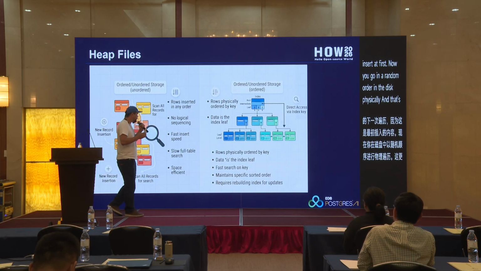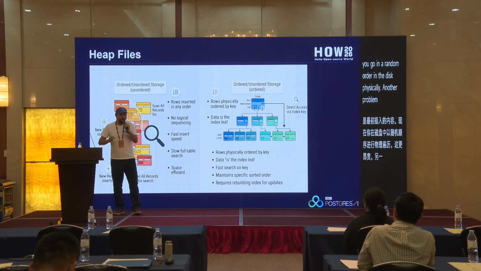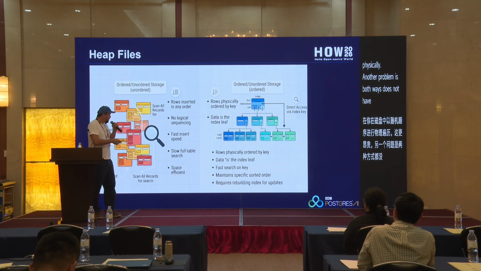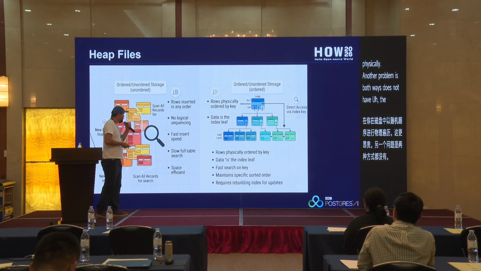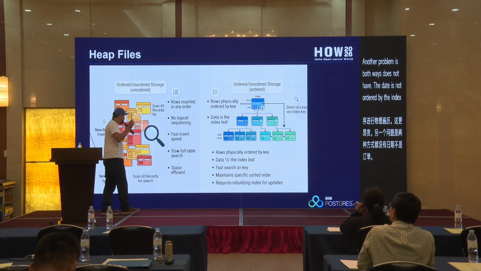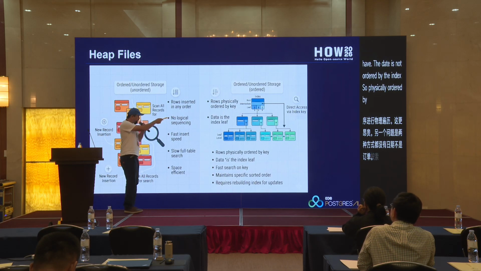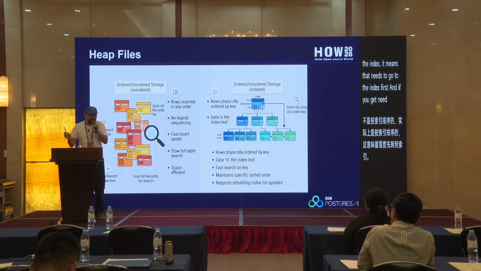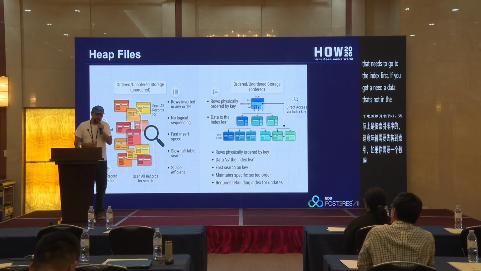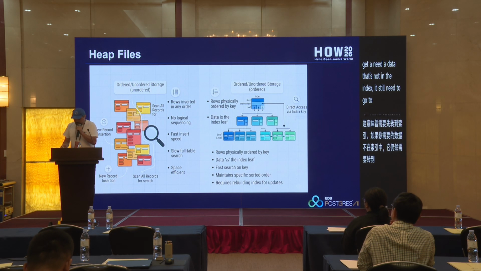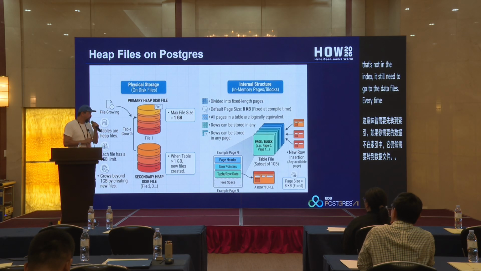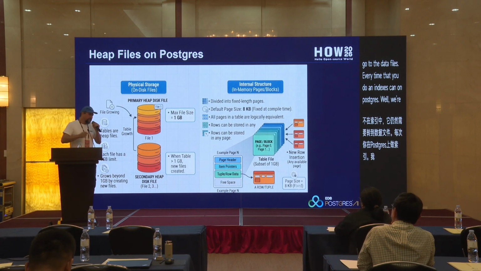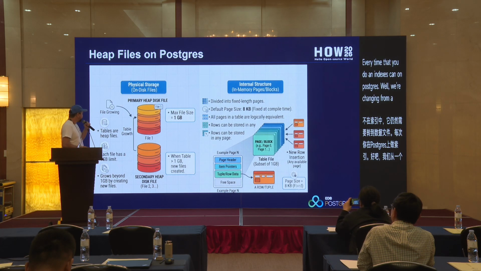Another problem is Postgres does not have the data physically ordered by the index. It means it needs to go to the index first, and if you need data that's not in the index, it still needs to go to the data files. So every time that you do an index scan on PostgreSQL, we're changing from a sequential to a random order.